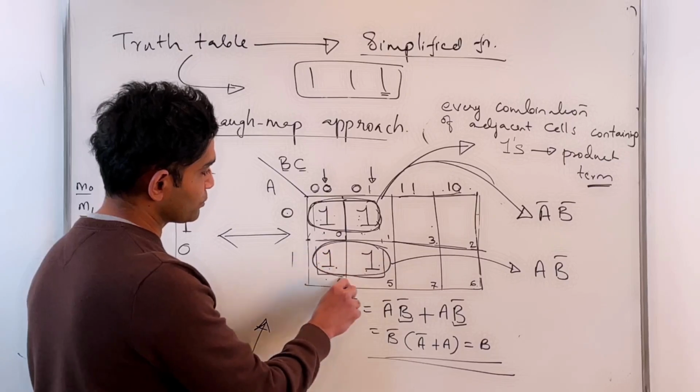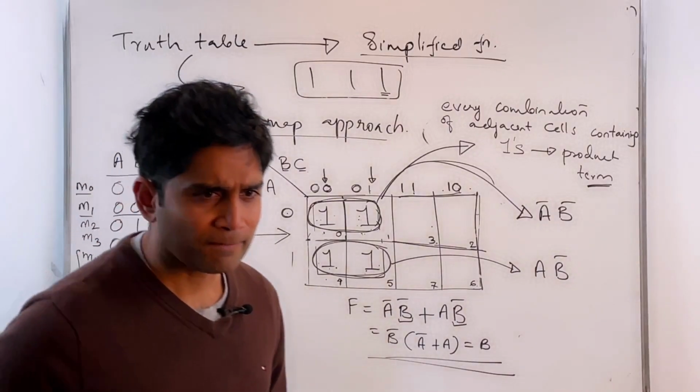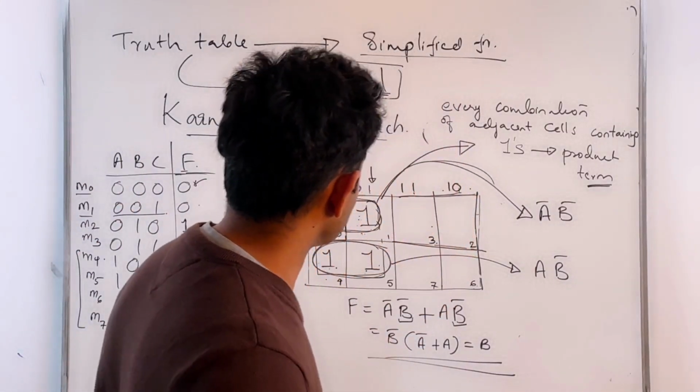I basically chose 2 individual combinations of 2 adjacent cells. Okay. That will be B prime. That's correct.